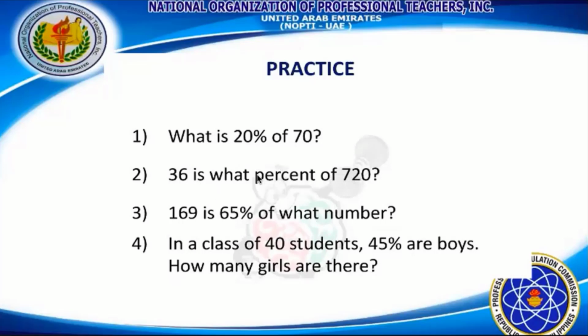Next. 36 is what percent of 720? What's missing here is the rate. 720 is the base, and 36 is the percentage. So what's the formula for rate? Divide the percentage by the base. What's the answer? Number 2. The answer is correct, 5.